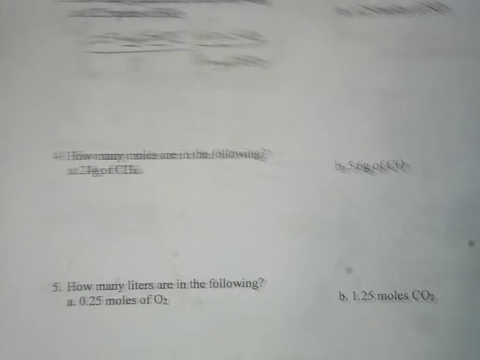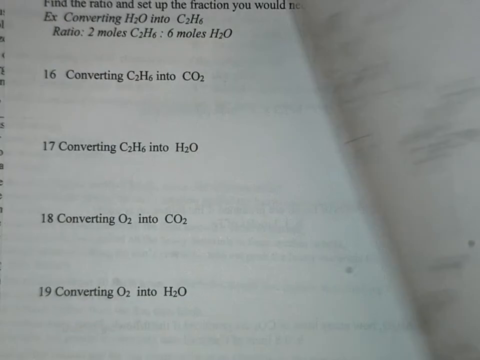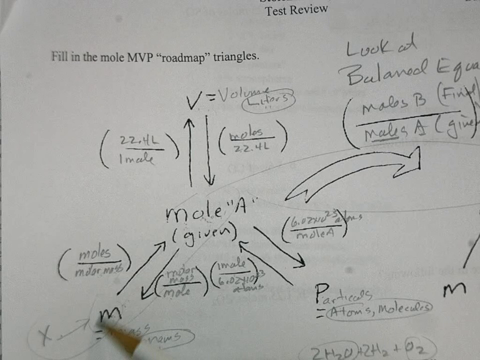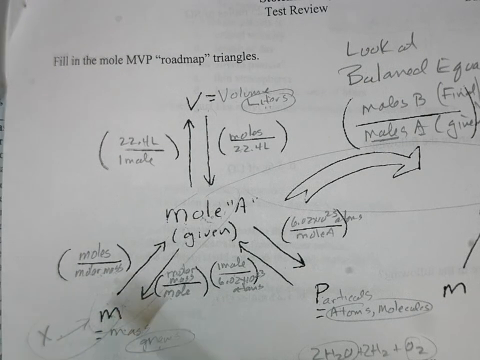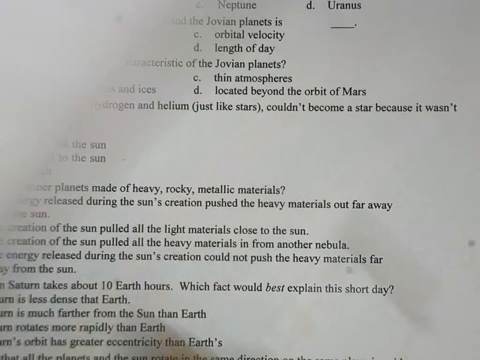Now this next one, how many moles are in the following? We're given grams and we're asked to go to moles. So in those problems, we're starting on our MVP triangle down here at grams, and we want moles. When we go from the outer to the inner, we always want to divide. Going towards the moles, we're going to divide by the molar mass.